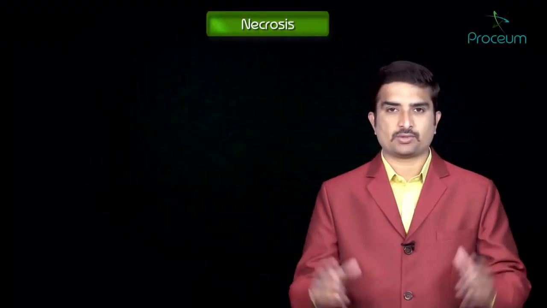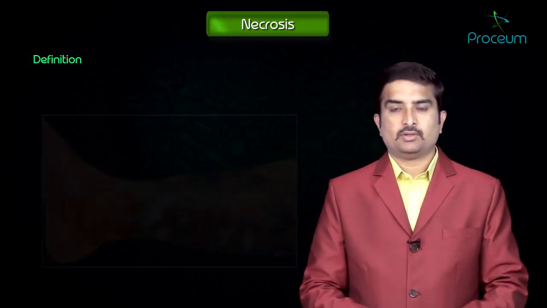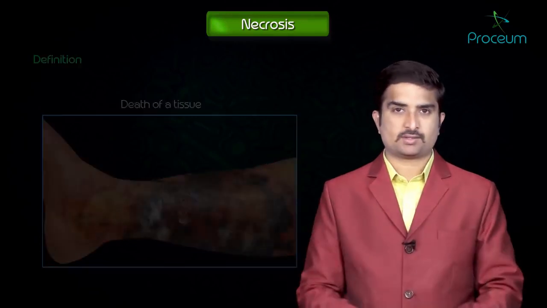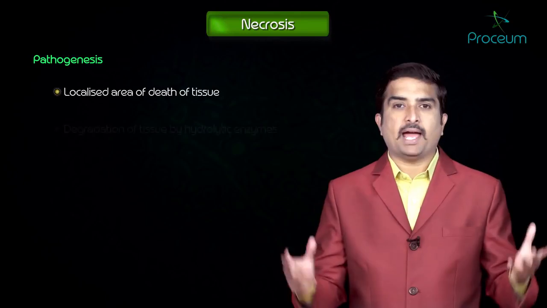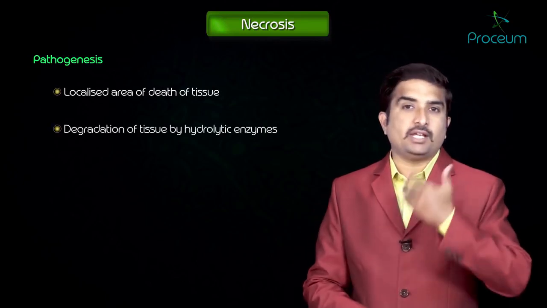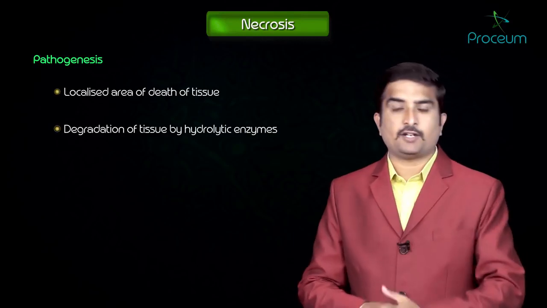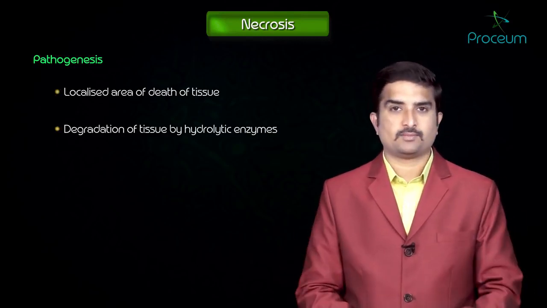The topic of discussion in this module is necrosis. What do you mean by necrosis? Death of a tissue, in simple language, is called necrosis. Localized area of death of a tissue followed by degeneration or degradation of tissue by hydrolytic enzymes liberated from the dead cells is the pathogenesis of necrosis.